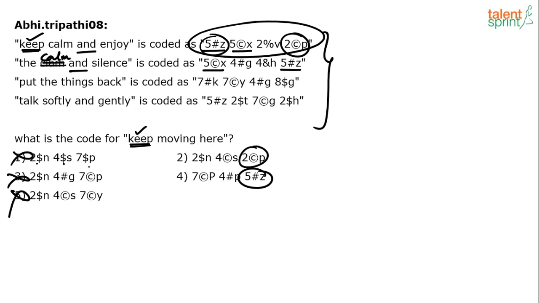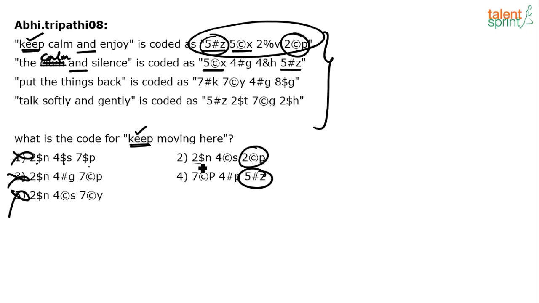But let's try and see if some other elimination works. Now we know that only keep is common. Moving is not available here, and here is also not available in the words used, right? So clearly the other 2 codes should not be common among what is given here. Just check if $2N is available in any of the codes. $2N, $2N, $2N, $2N, $2N. No, it's not available. 4 copyright S, 4 copyright S. No, I think 4 copyright is also not available.